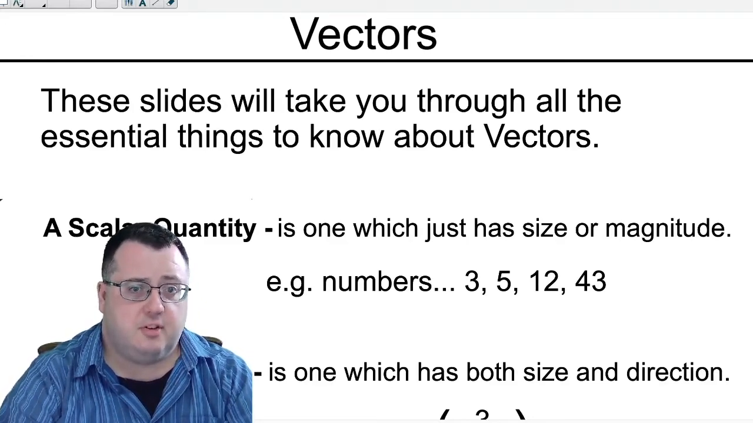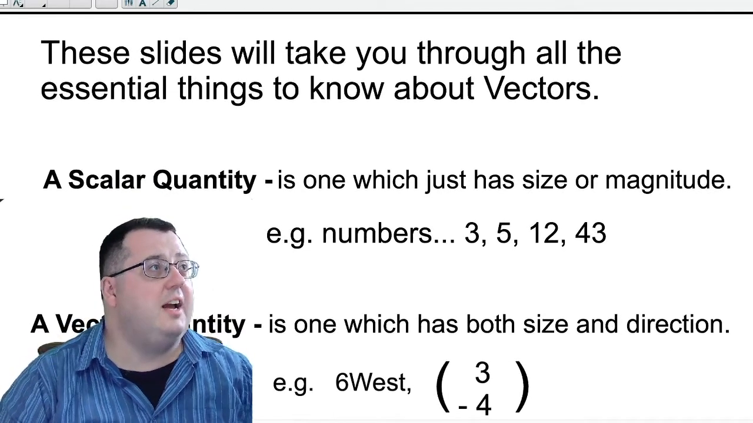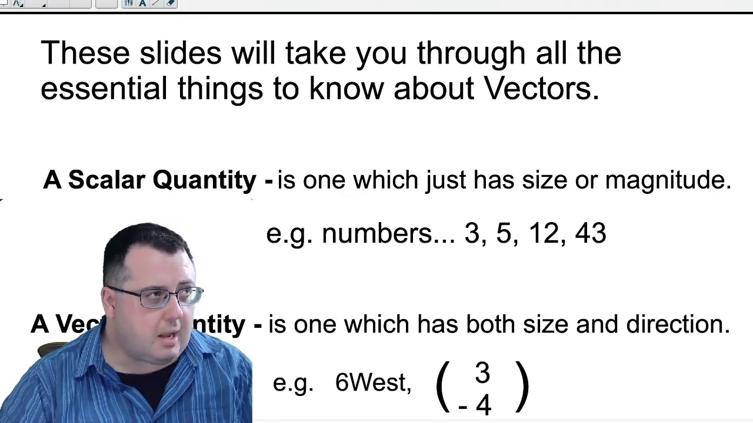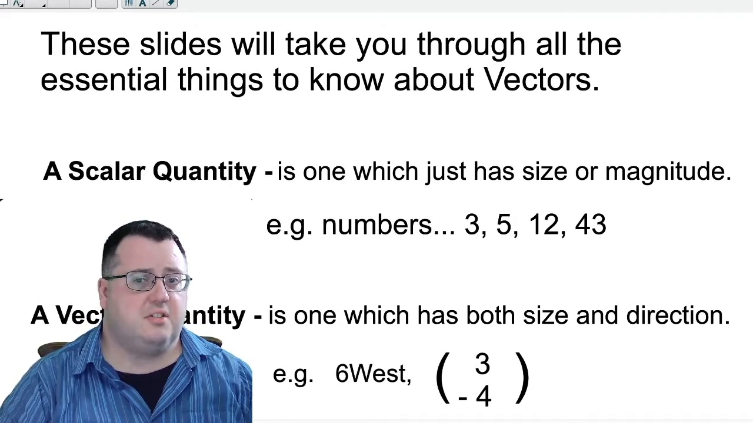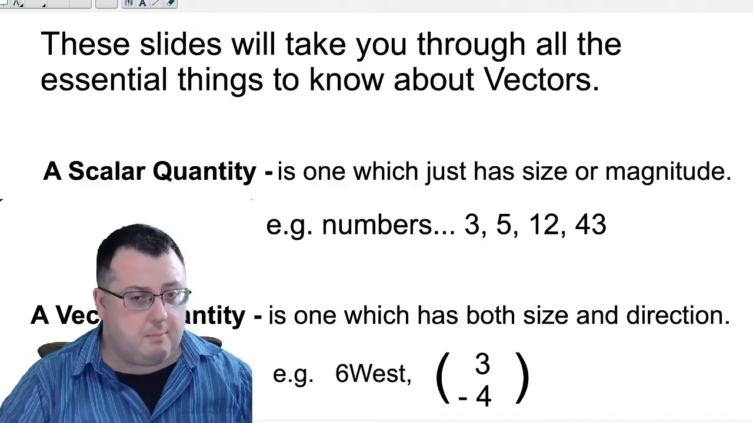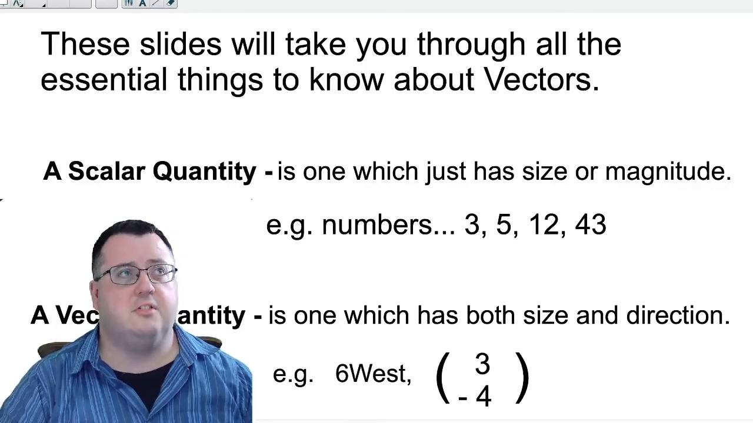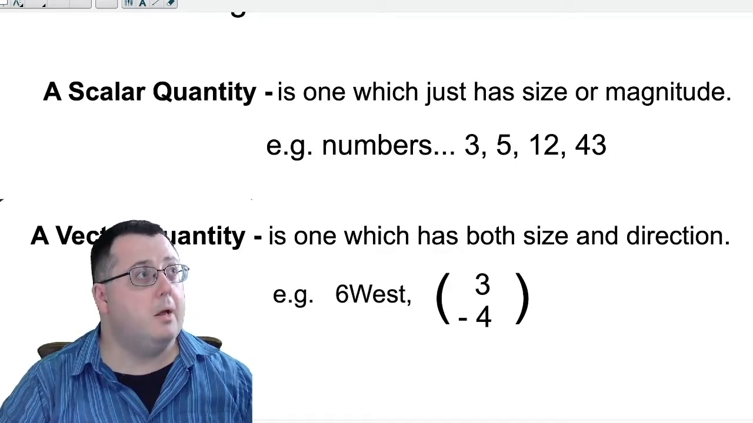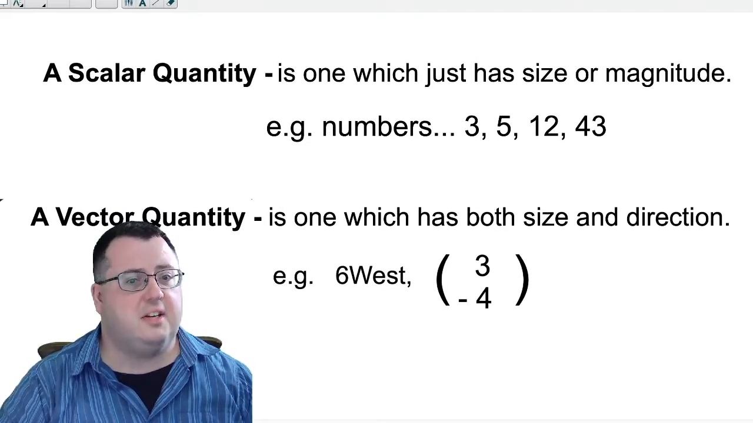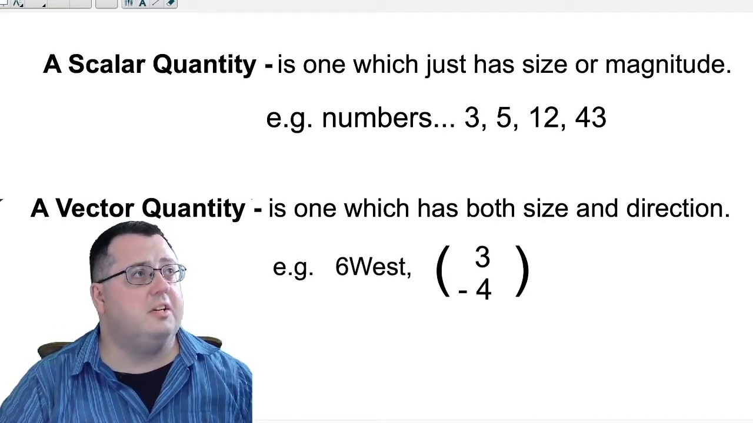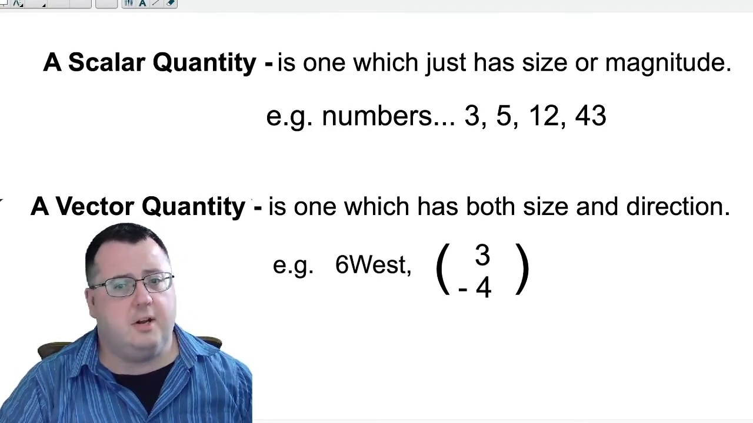Okay, so the first thing to know about vectors is the difference between a scalar quantity and a vector quantity. A scalar is one that has just size, and they can be just numbers, so 3, 5, 12, 43, all of those are scalars. A vector is one which has both size and direction. So you've got an example there. You could have 6 west or 3, minus 4.